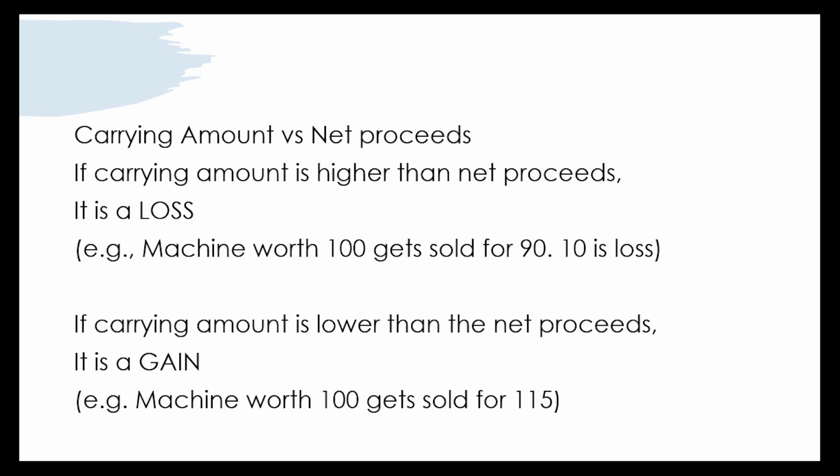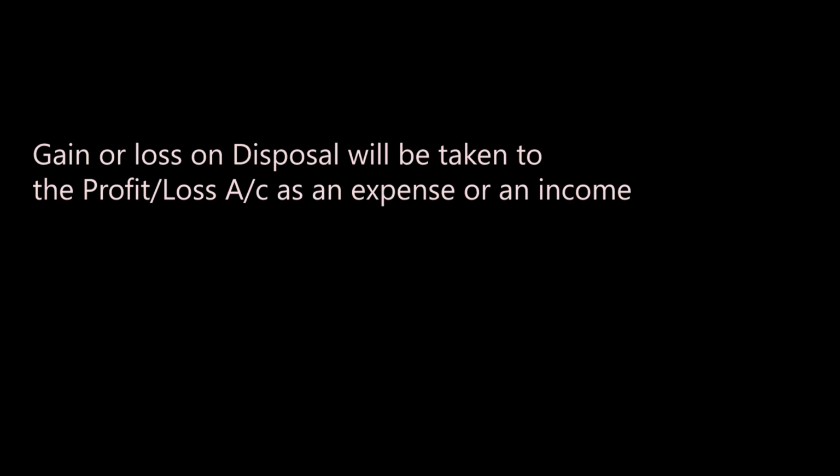Now, if you're selling it, you will get a gain or a loss. So basically, the carrying amount of your asset is compared to what you are selling it for, or your net proceeds. If your carrying amount is higher than your net proceeds, it means that you have made a loss. Your value is more, but what you're getting is less. Likewise, the other way around, if your carrying amount is less and your net proceeds are more, it means that you have made a gain. This gain or loss will go to your profit and loss account as an income or an expense.